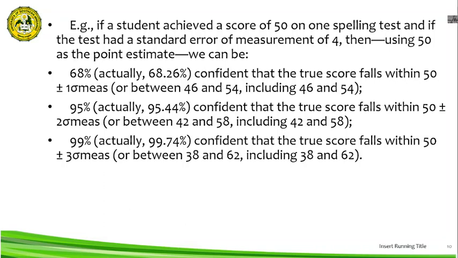So, the formula is score plus or minus standard error of measurement. The score is 50 and the standard error of measurement is 4. So 50 minus 4 is equal to 46 and 50 plus 4 is equal to 54.